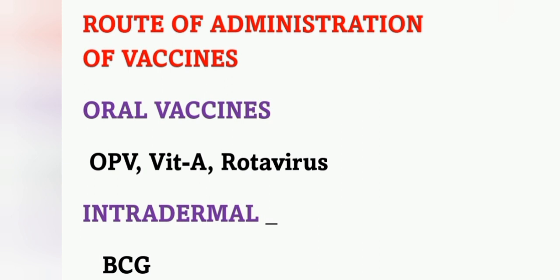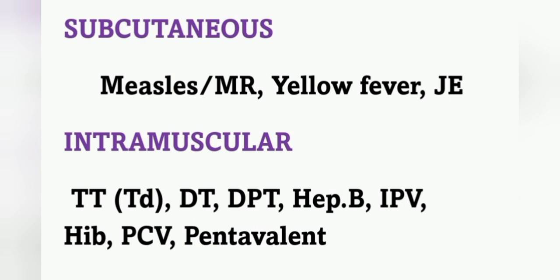Intradermal route: BCG. BCG is given through the intradermal route. Next is subcutaneous. Through the subcutaneous route: measles or MR vaccine, yellow fever vaccine and Japanese encephalitis vaccine. And the intramuscular route: TT or TD vaccine, DT, DPT, hepatitis B, IPV, Hib vaccine, PCV and pentavalent vaccine. These are all given intramuscularly.